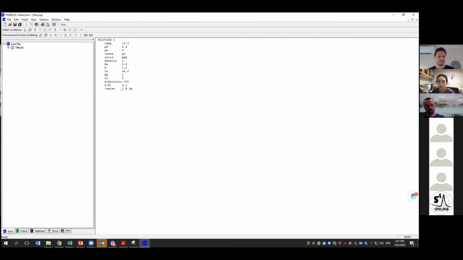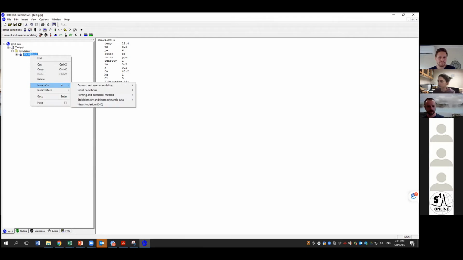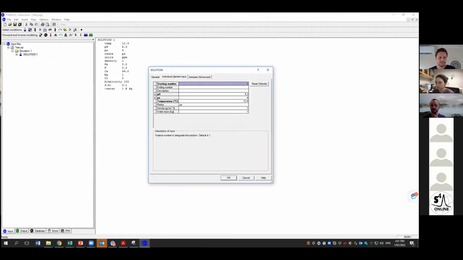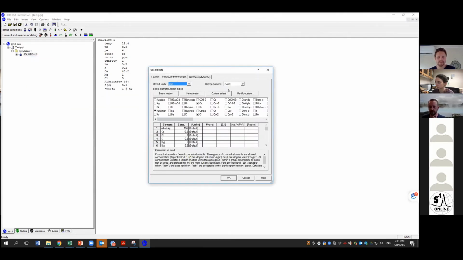Now, being as this is a PHREEQC workshop, let's actually do this using the PHREEQC interface. So I'm going to go here, edit, and over here, charge balance. Notice here there's a little drop-down menu. This gives you the ability to balance the charge of your system with any of these components. And I'm going to choose chloride.